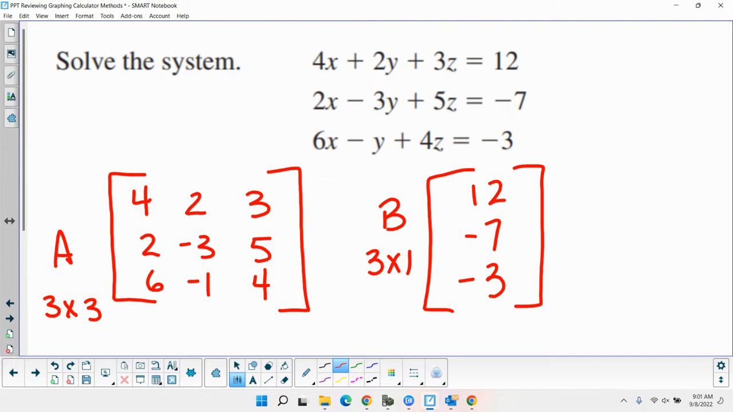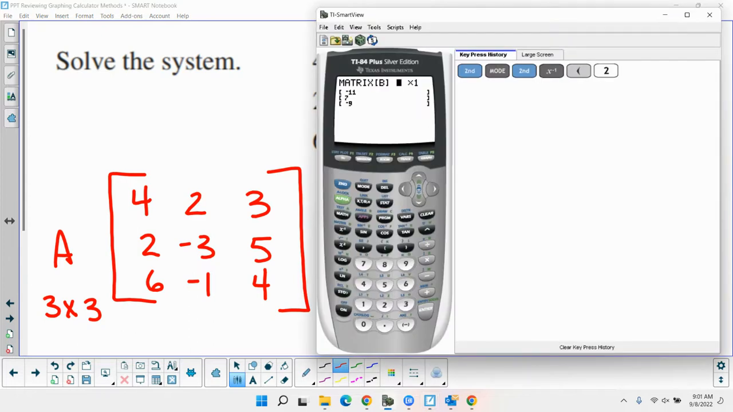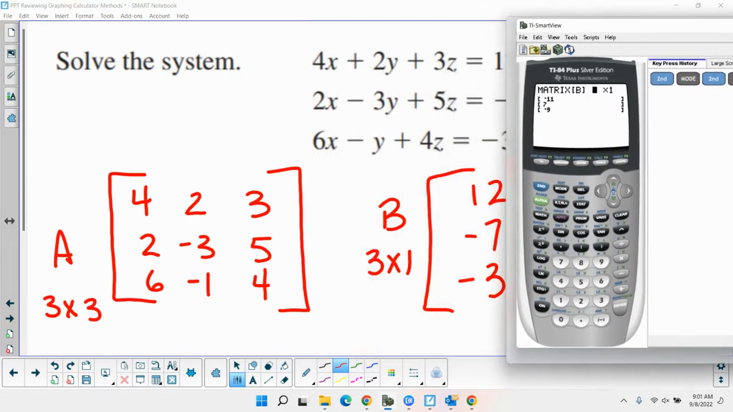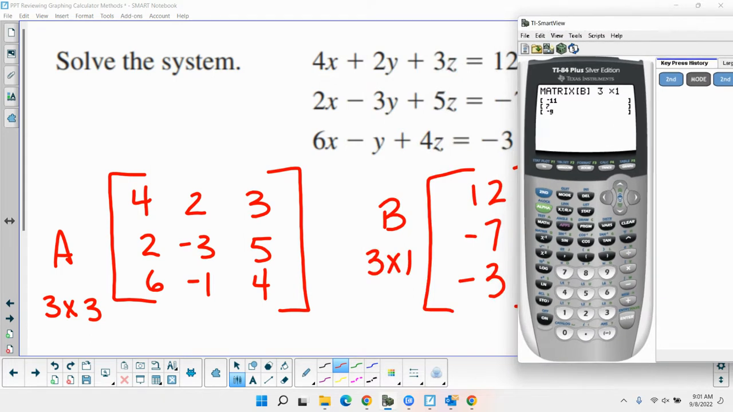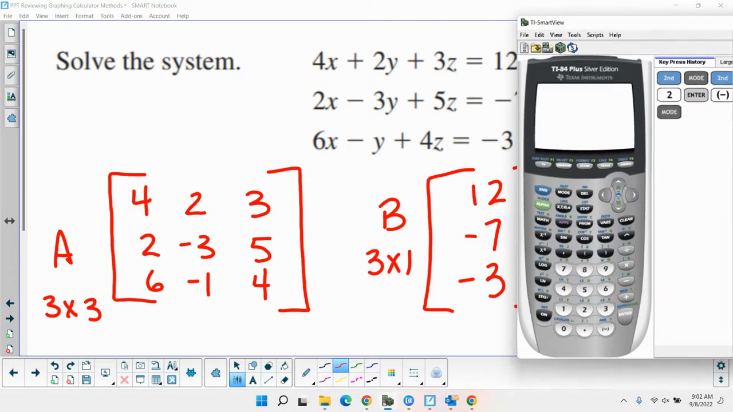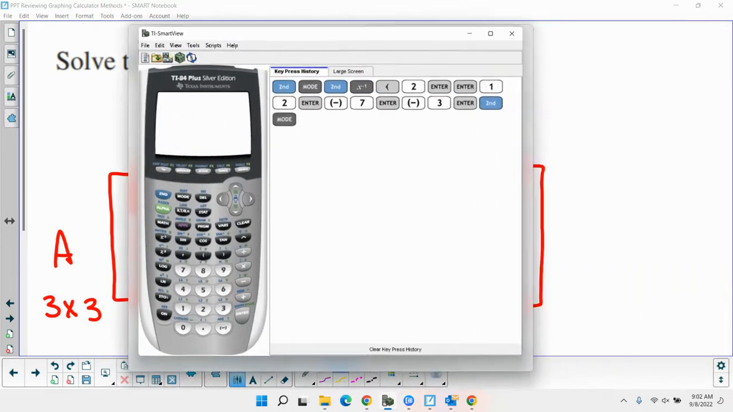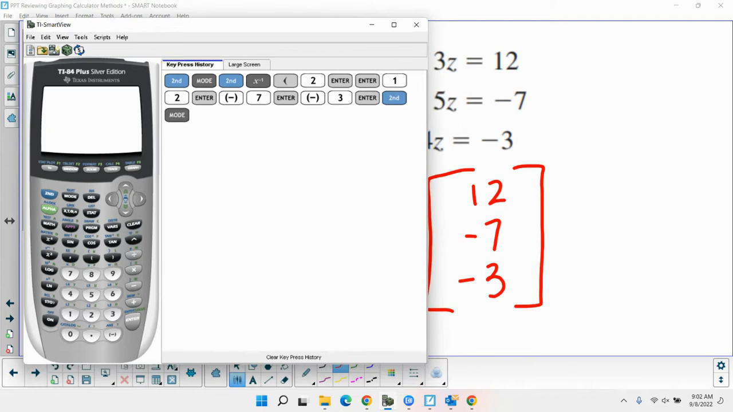All right. Now, the next thing you have to remember on these, once you get it in, I have to do that, don't I? All right. So hit enter twice so you get to that spot. 12, enter, negative 7, negative 3. All right. So pop out.